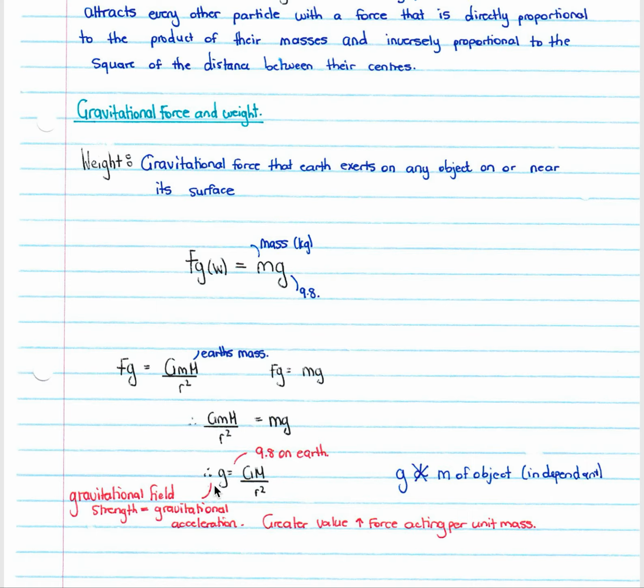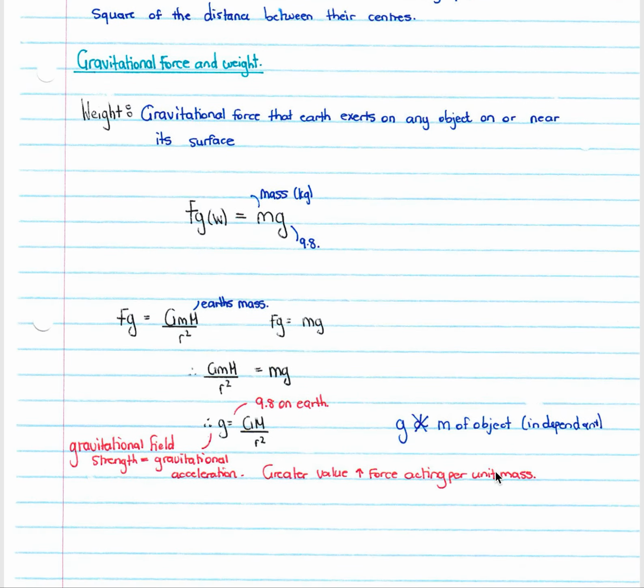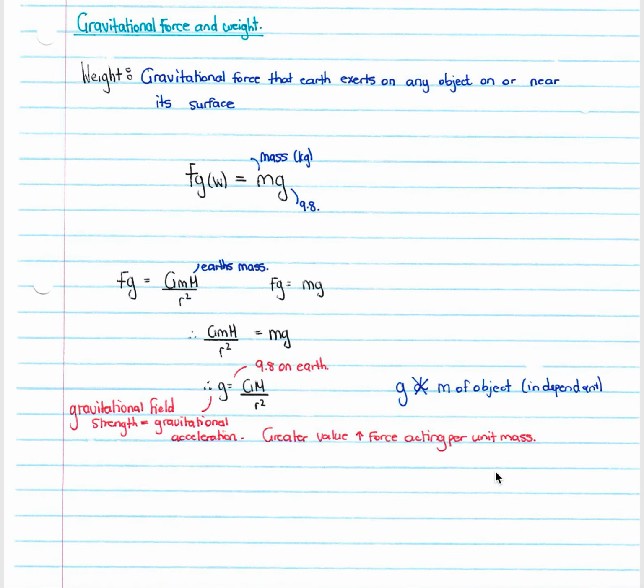A greater value of g simply means there's more force acting per unit mass on that planet. And you must know that g is not dependent on the mass of the object. It's independent. It is always 9.8 on Earth, and it will be constant on any given planet.